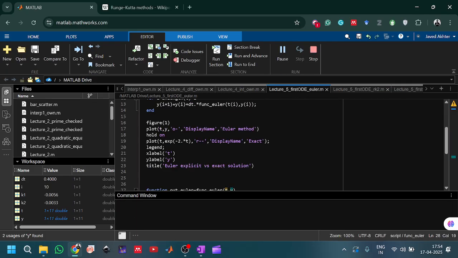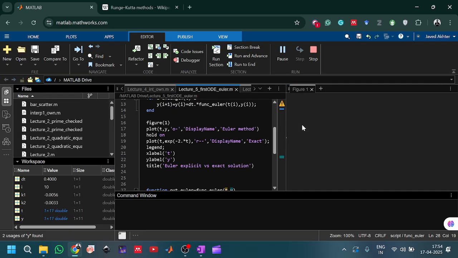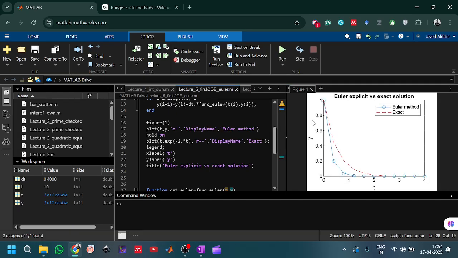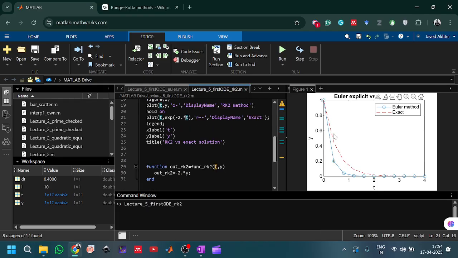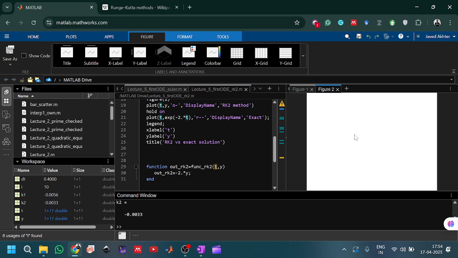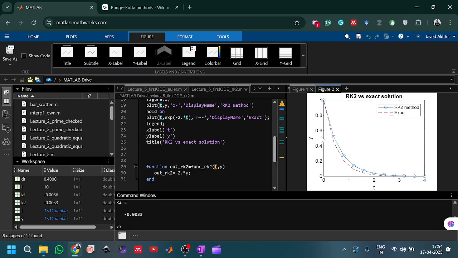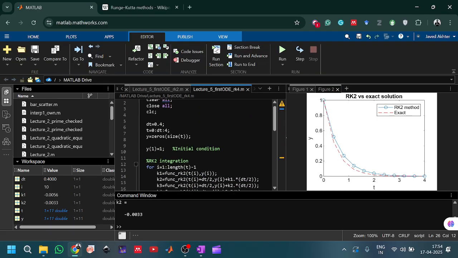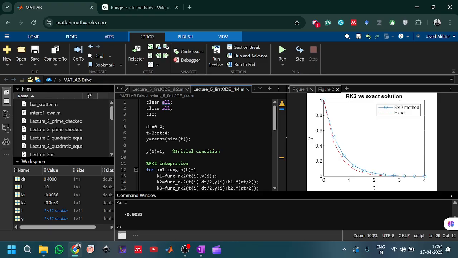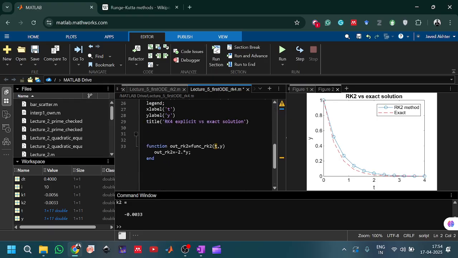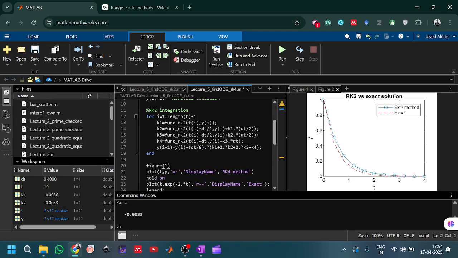This is Euler. You can see this is the exact result. What we are getting from Euler is deviating. Then we are doing with RK2, much closer, but not good enough. And this is with RK4. Let me put it here, Figure 3. Let me run it.